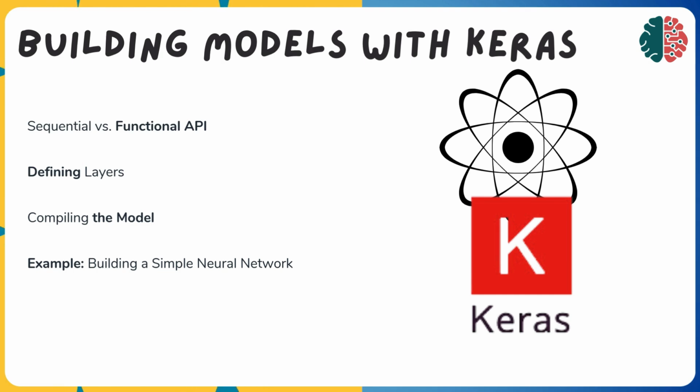In Keras, you can build models using either the sequential API or the functional API. The sequential API is straightforward for stacking layers linearly, while the functional API offers more flexibility for complex architectures.